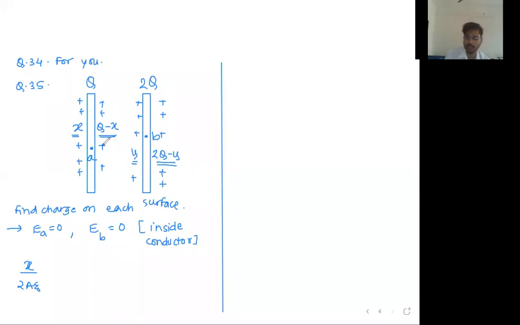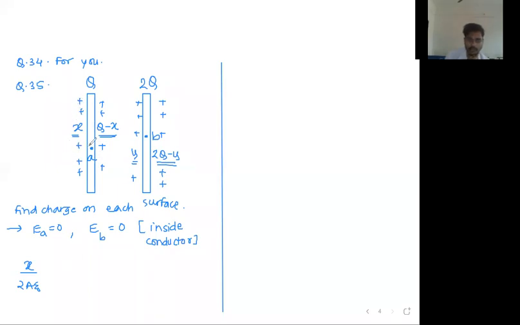x मुळे field कशी येणार, rightward. Because of q minus x, leftward. Because of y, leftward, and because of 2q minus y, again leftward. Reply me in the chat box, yes no. Because of q minus x electric field will be leftward, because of y leftward, because of 2q minus y again leftward. Positive मुळे away, because of positive away.